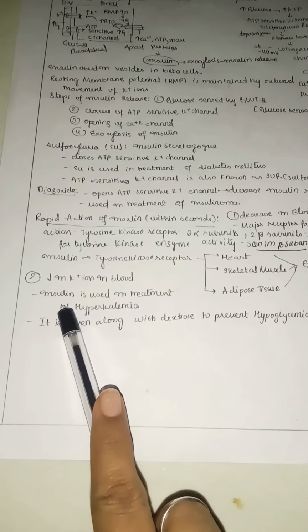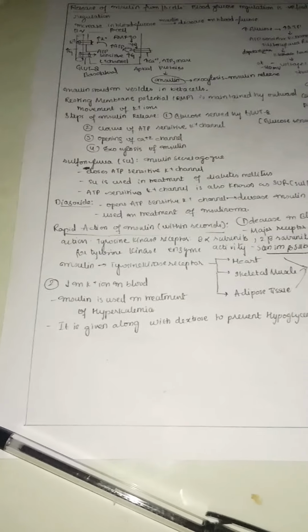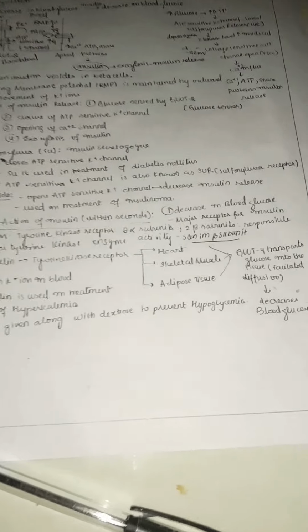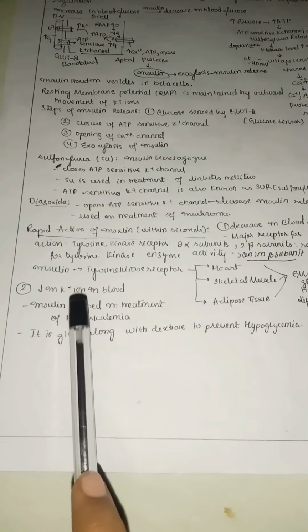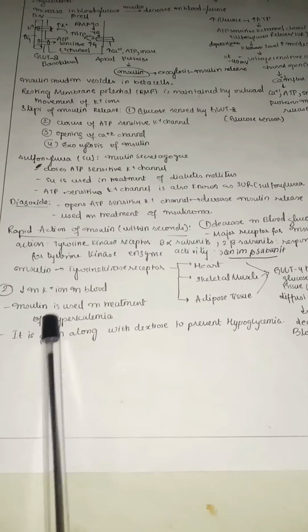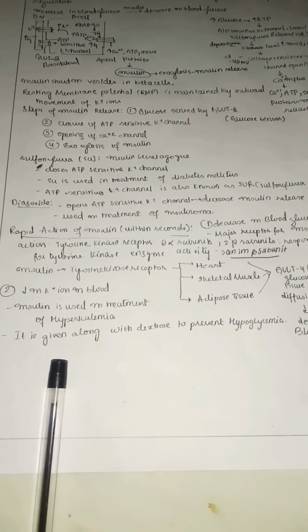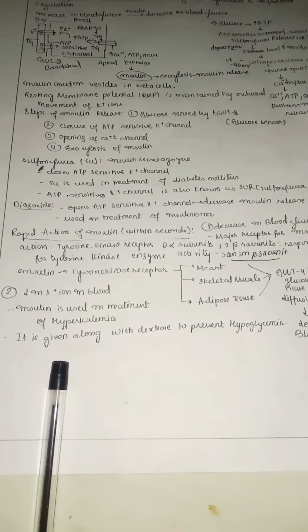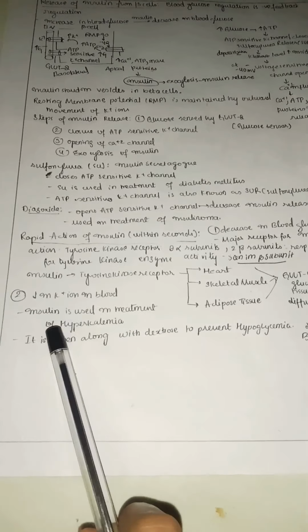The second point is that whenever there is an increase in potassium ion in the blood, insulin is also used to decrease it. In the same way as insulin takes glucose from the blood vessel into the cell, insulin also takes potassium ions from the blood vessels into the cell. So insulin can be used in the treatment of hyperkalemia. Whenever a person has high potassium in the blood, we can use insulin because it takes the potassium ions into the cell.